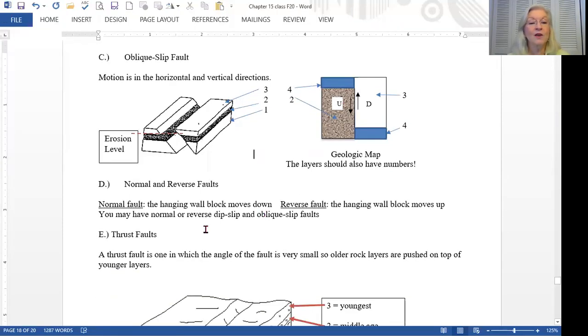Normal and reverse faults. Normal faults, the hanging wall moves down. Reverse faults, it moves up. Sometimes you'll see this mentioned. We won't overdo it.